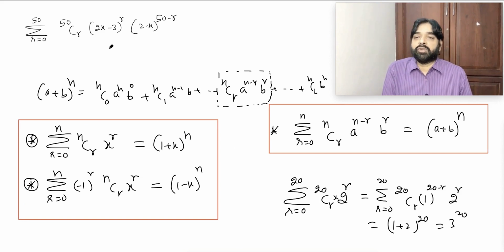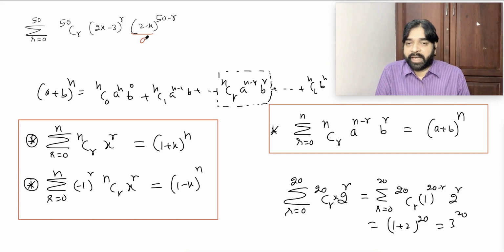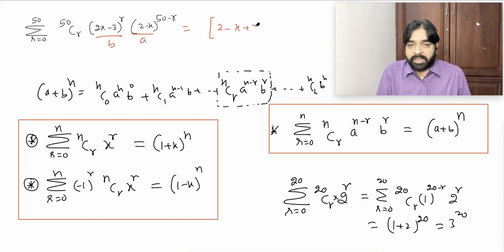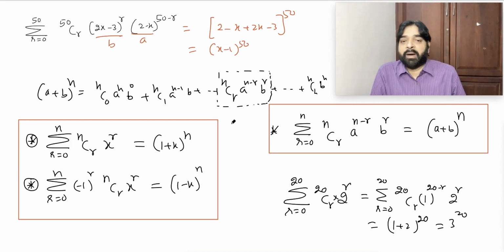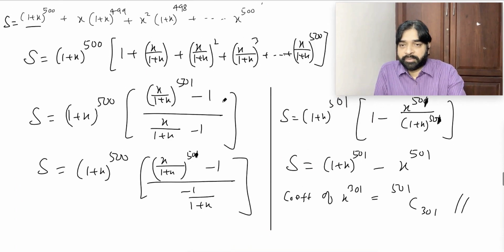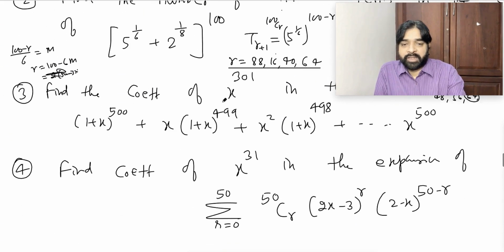Now concentrate on this question, you will easily understand what exactly this is. This you can call as A, this you can call as B. Am I right or not? So this is nothing but the expansion of (A, 2 minus x, plus B, 2x minus 3) power 50. So that will become (x minus 1) power 50. What the question was, I forgot. Find the coefficient of x power 31.